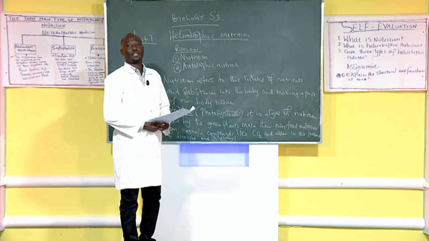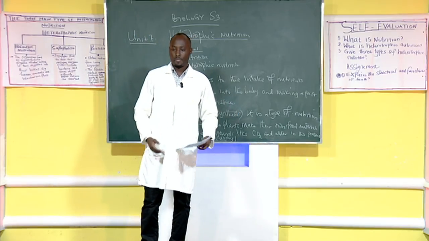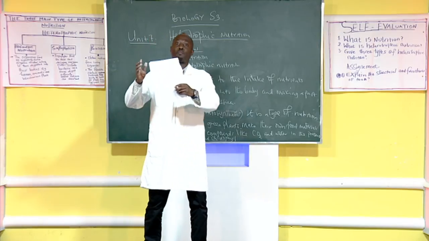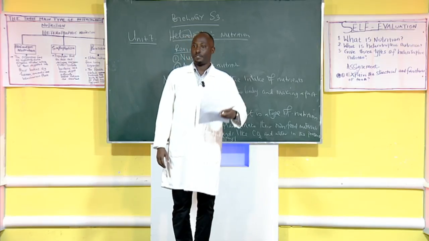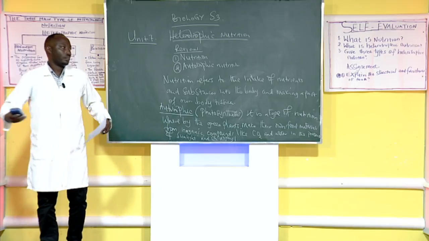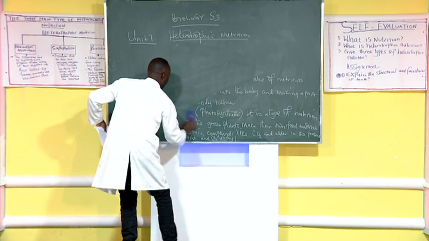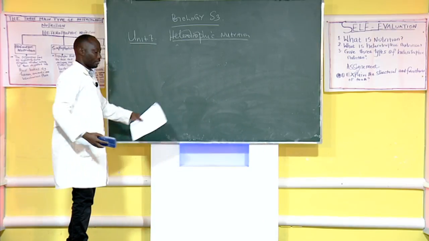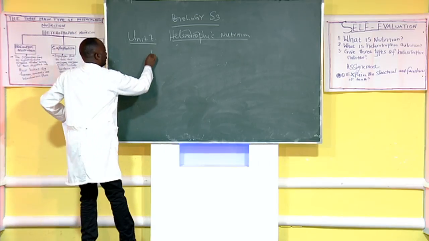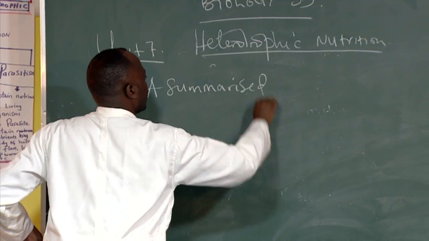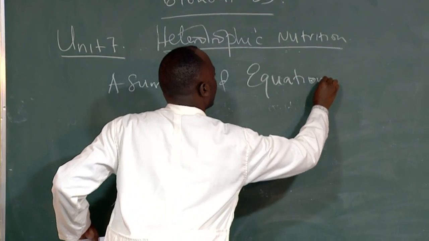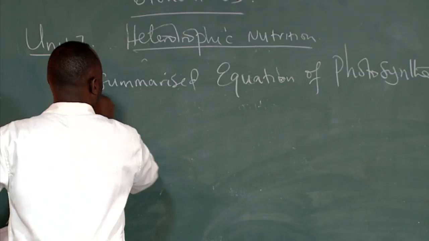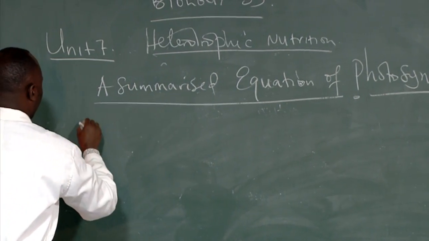Students, who can give me the equation of photosynthesis? And what are the raw materials? What are the conditions? And what are the products? She said the definition. Let me write the definition. Here is the definition that you gave, and right now we're going to write a summarized equation of photosynthesis. You can have this. That is the equation.